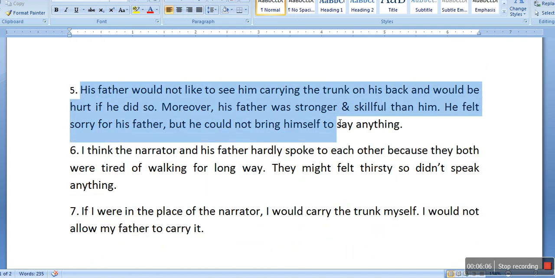His father would not like to see his son carrying the trunk box on his back, because he was highly educated and moreover he was a government employee. So if he carries his box, it hurts his father. That's why his father never allowed him to carry the chest box. And moreover, the father was a worker who works in the farms and fields, so he was stronger and more skillful than the narrator, whereas the narrator, who stayed in the hostel for many years, could not do the physical labor. And of course he felt sorry for his father for allowing him to carry the box.